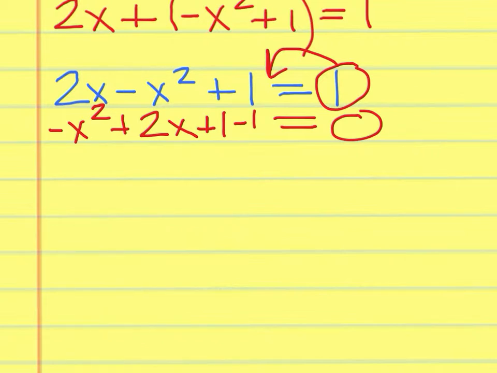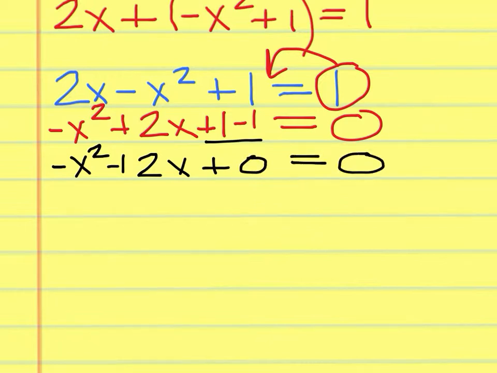You've almost put this into quadratic equation form. You have just one more thing to do. You can simplify the back end here, and 1 minus 1 is 0. So there's a quadratic equation. It's negative x squared plus 2x plus 0. We need to solve for x. You can solve for x by completing the square, factoring, or using the quadratic formula.